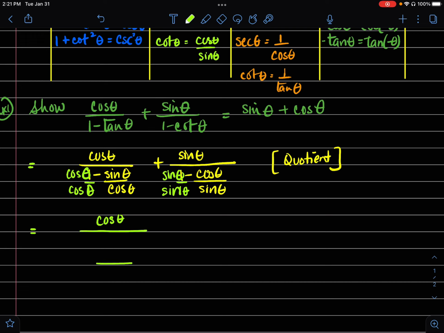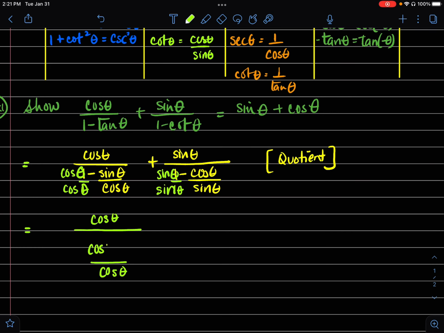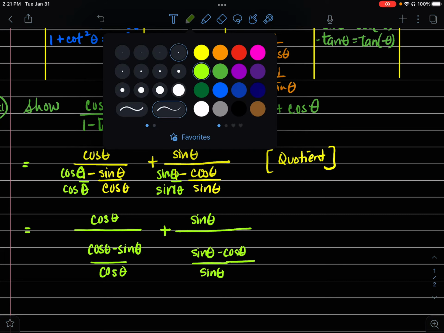I am not doing much with the numerator here, but if you notice the denominator, we have been able to combine the cosine theta, and then in the numerator of the denominator, we have cosine theta minus sine theta, and then a big plus there. The sine theta, I haven't done much to it. All I've done is combine this and combine the numerators, put them together.